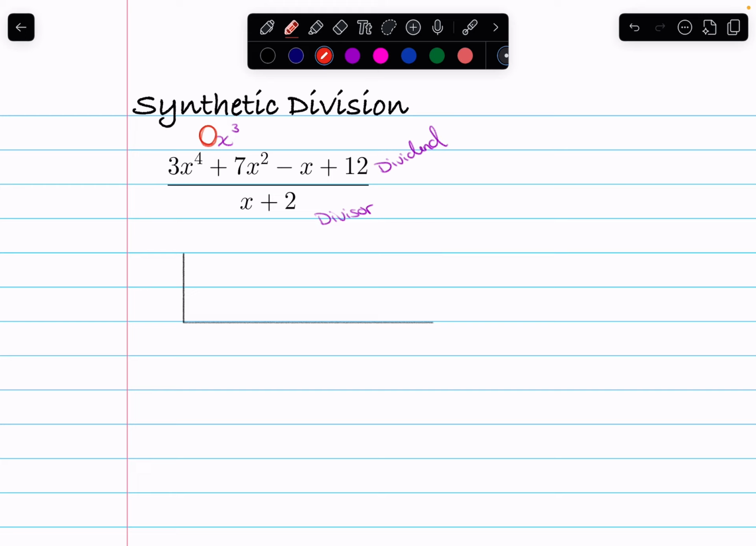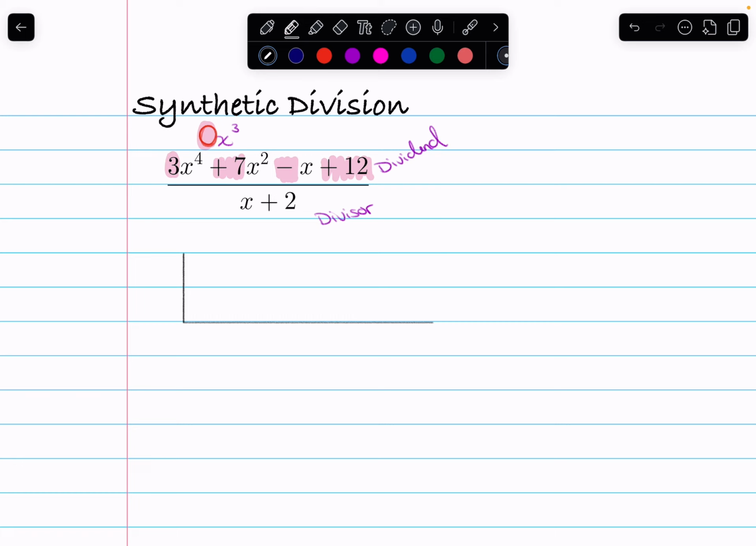All right. One reason people like this method a little bit more than the polynomial long division is because there are no letters involved. There are no variables involved. All right. So we're only going to take the coefficients of each of our terms. Okay. So that's the first thing that we're going to grab. We're going to grab this 3, the 0 for our placeholder for x cubed, a positive 7 for our x squared, a negative 1 for our x, and a positive 12 for our constant.